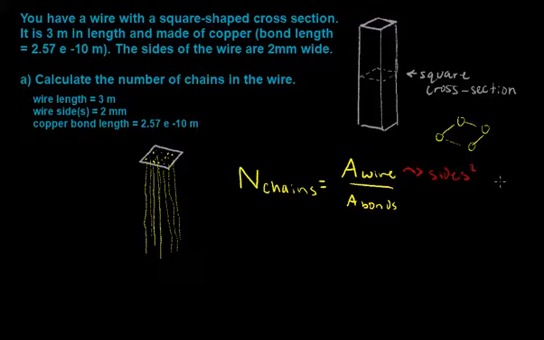So essentially, the area of the wire is just going to equal the sides of the wire squared, and the area of the bonds is just going to be the bond length, which is just BL squared. And we are given both of these values, 2 millimeters for the sides and the 2.57 times 10 to the negative 10th meters for the bond length. So all we have to do is plug these numbers in.